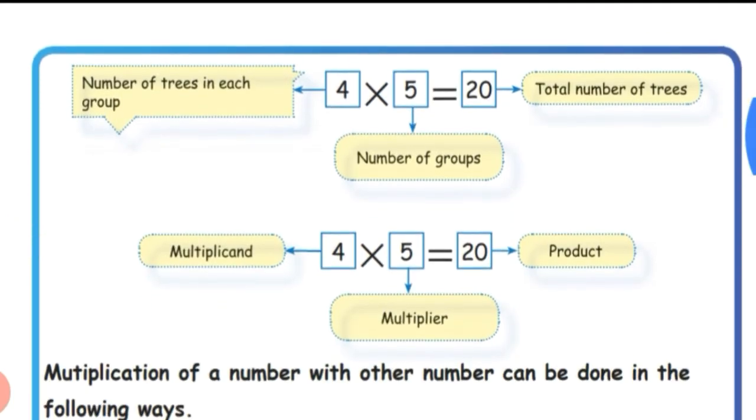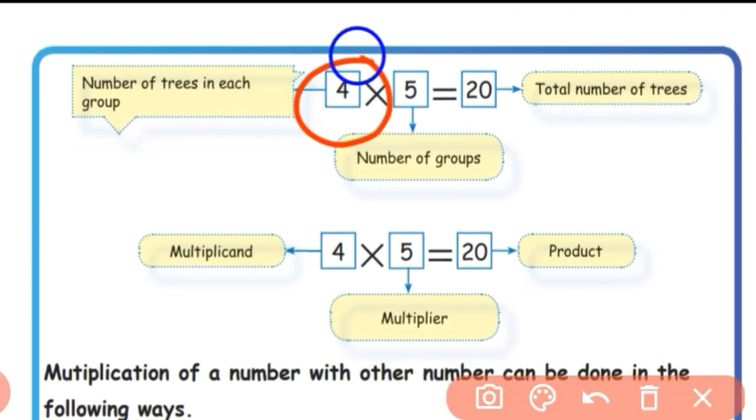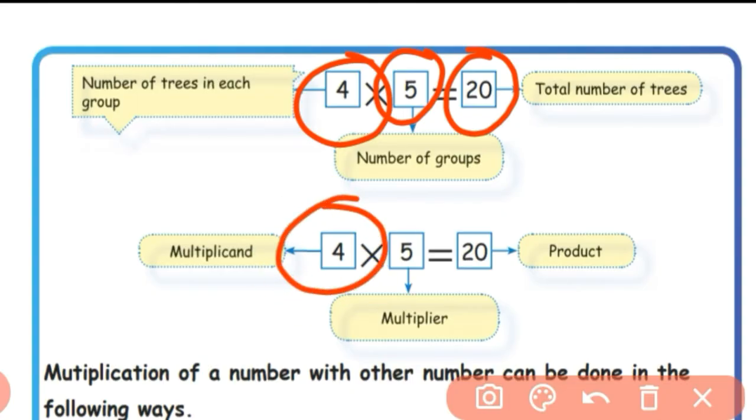See, here 4 represents the number of trees in each group. How many trees are there in each group? 4. 5 represents the total number of groups. 20 represents the total number of trees. Here 4 is the multiplicand, 5 is the multiplier and 20 is the product. The answer we get is called the product.